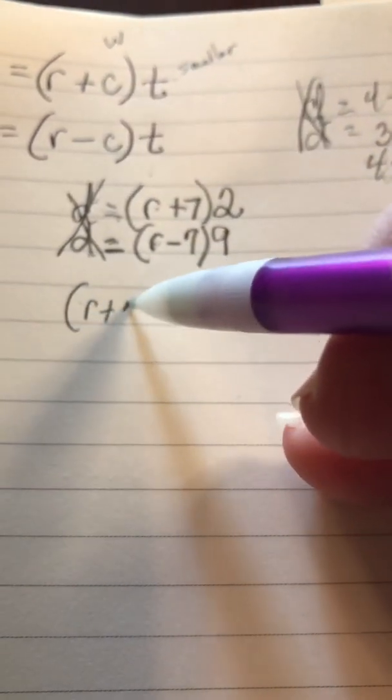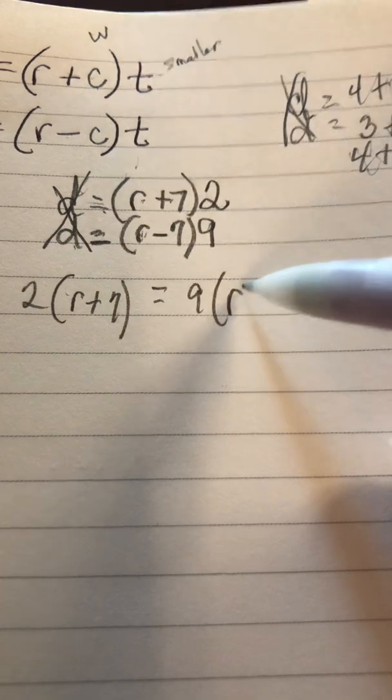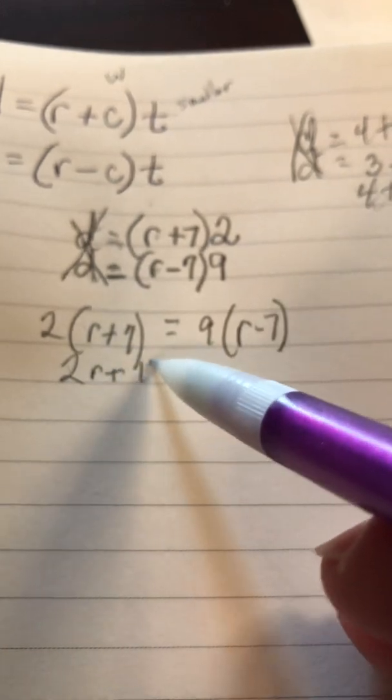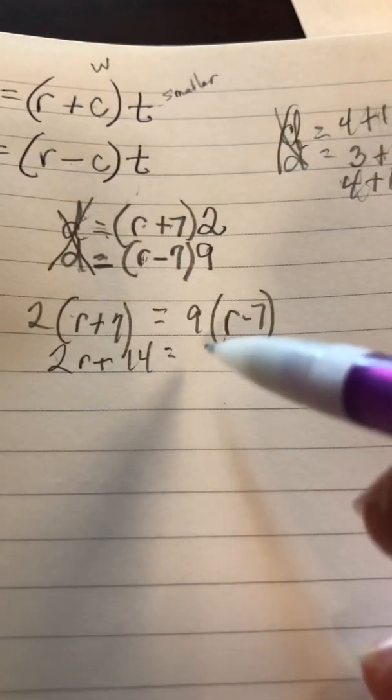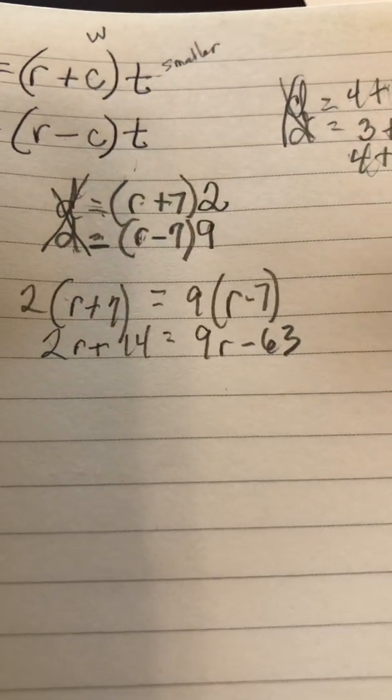So we're going to do that here. We're going to get rid of the D's, and we're just going to write these equal to each other since they both were equal to D. So I'm going to put (R plus 7) times 2 is equal to 9 times (R minus 7). And then we just solve it from here. Your normal solving of equations from here, and work towards getting R alone.